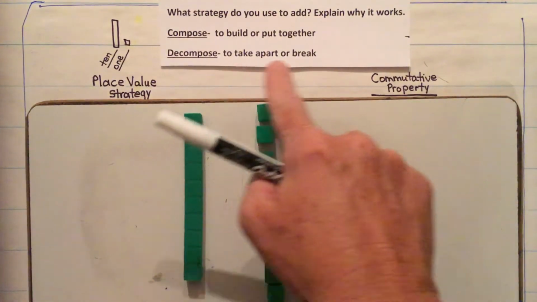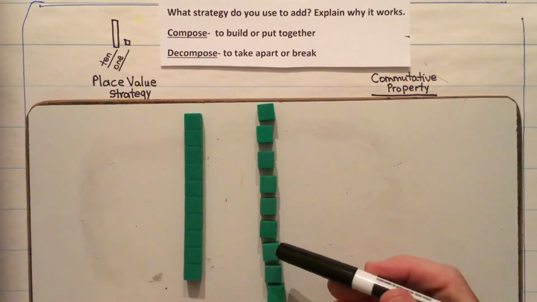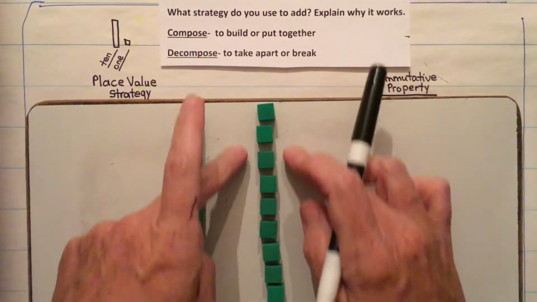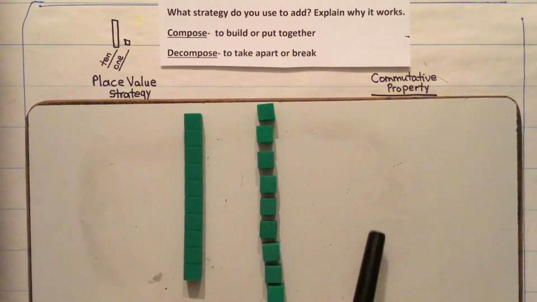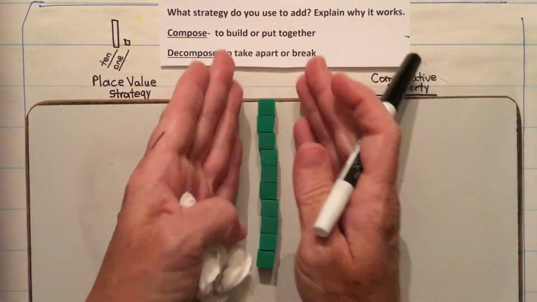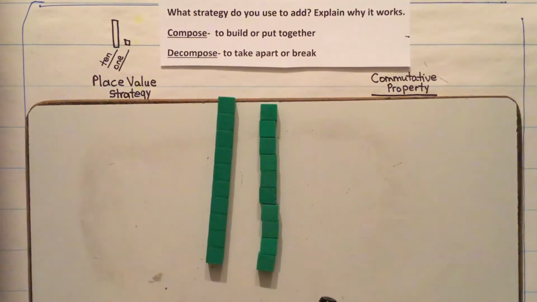Decompose means to take apart or break. This over here is 10 ones, but they are not connected, they are not together, so these are decomposed. But if I want to take these and compose them, all I would have to do is put them together. Then you have two tens.